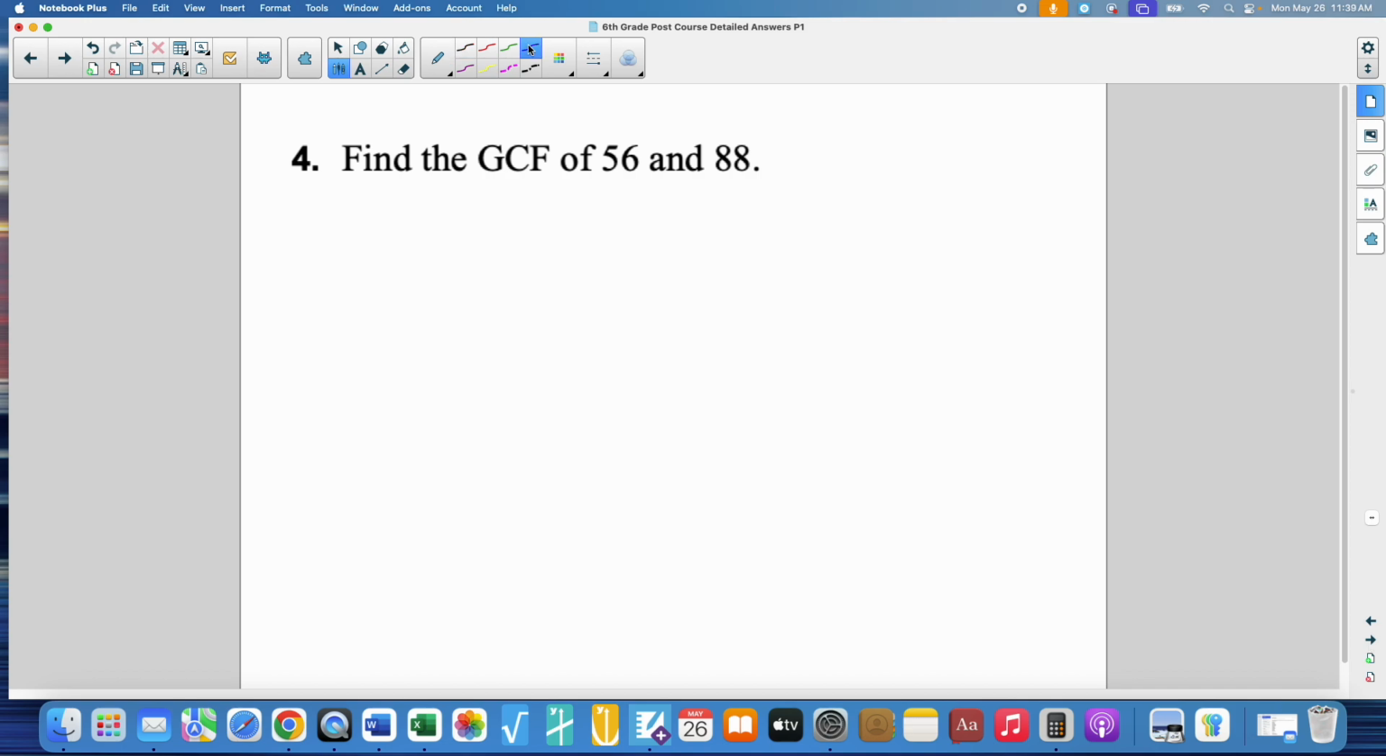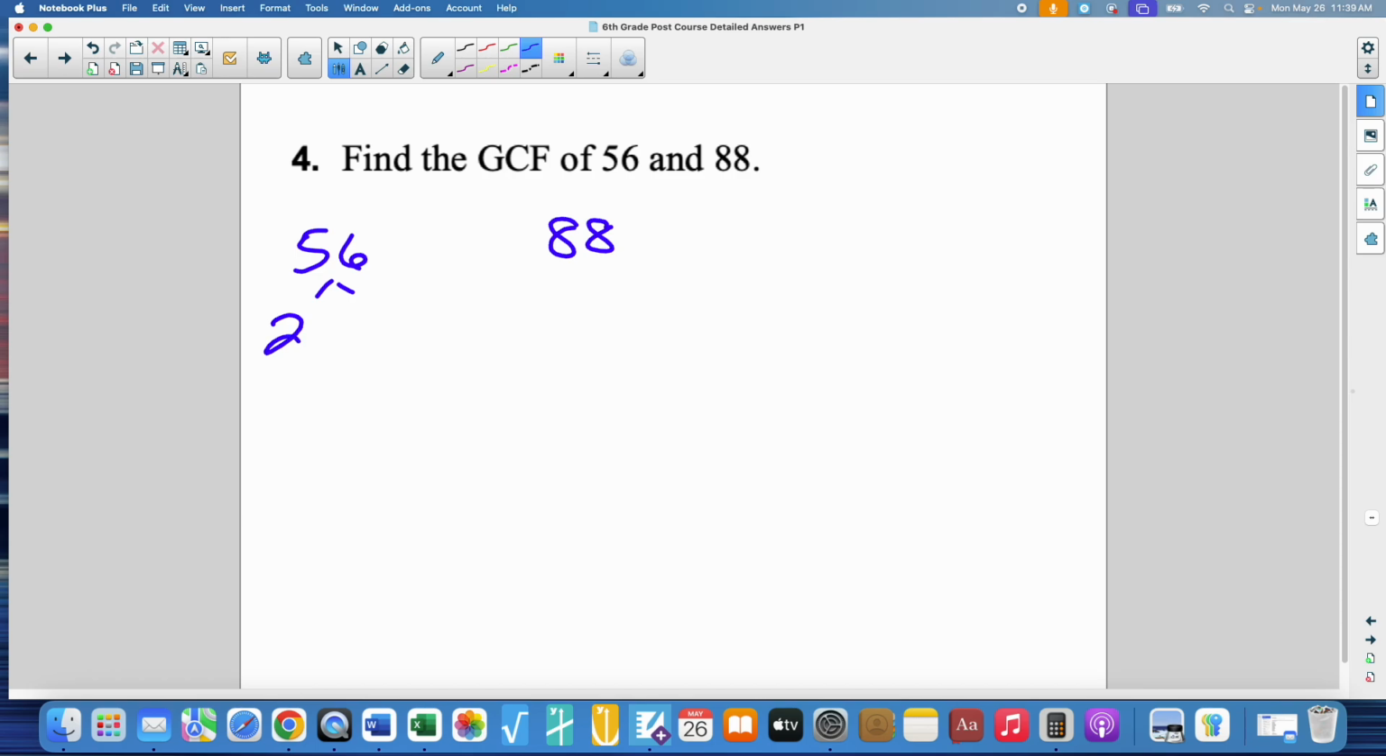So when we deal with GCFs, greatest common factors, we're looking for factors. Those are numbers that are divisible into 56 and 88. So we use prime factorization. I do, and I find it very easy. So we can break this into its prime factors.